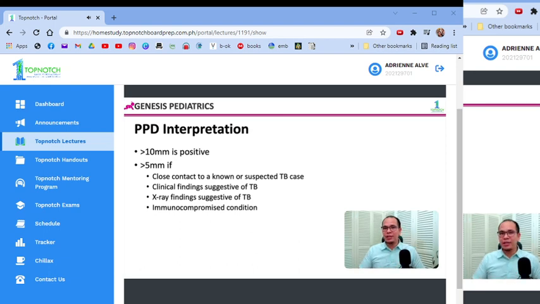So for your patient, kanina dun sa case na yun, 7 mm, is it positive? Yes. May symptoms siya. Mga 4 na buwan na siyang umuubo. May X-ray finding siya. Okay? Probably may exposure siya. So it's PPD positive, 7 mm.